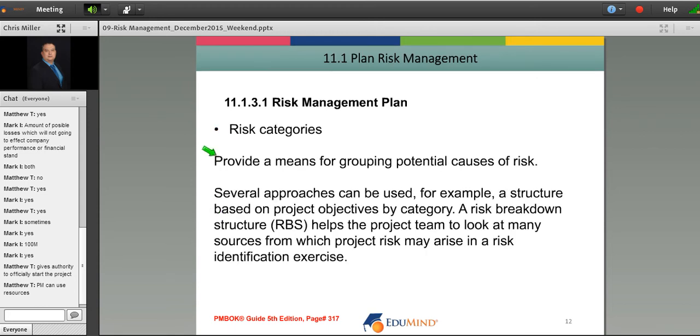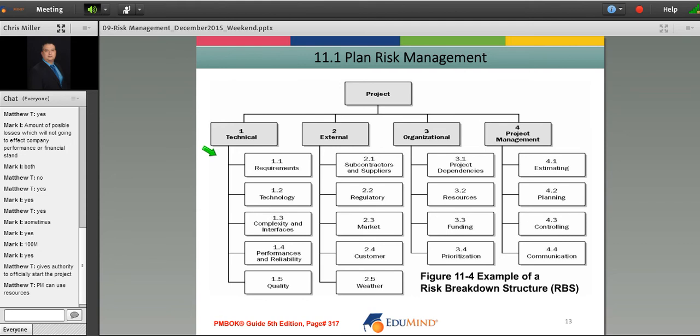All right, risk categories. Provide a means for grouping potential causes of risks. Several approaches can be used. For example, a structure based on project objectives by category. An RBS, which is going to look like a WBS or an organizational breakdown structure, right? It's going to be top down. Helps the project team to look at many sources from which project risk may arise in a risk identification exercise. So basically, this is what one would look like, right? It looks like a WBS or an organizational chart.